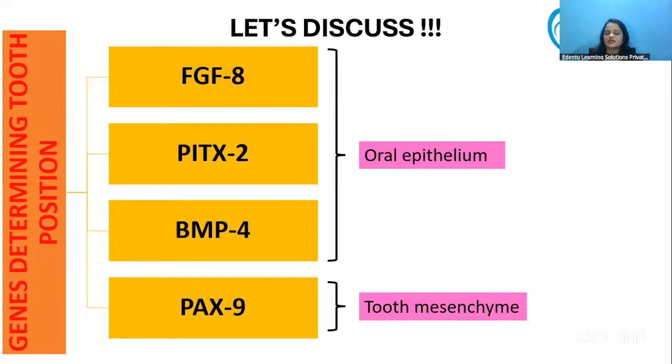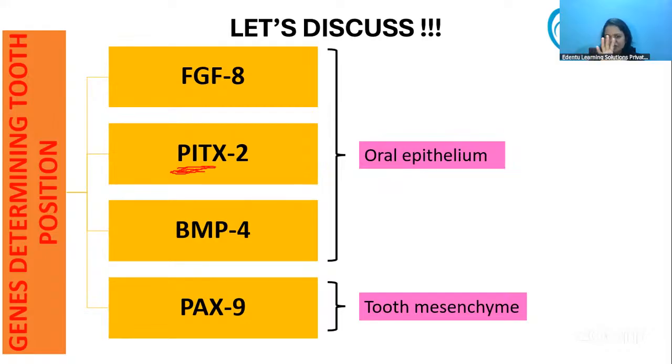Then you have the PTEX2, the paired like homeodomain transcription factor 2 gene. You don't have to study in depth regarding this, but at least remember the names. There is FGF8, there is PTEX2, then BMP4, which is the bone morphogenetic protein, and then at the last, PAX9.